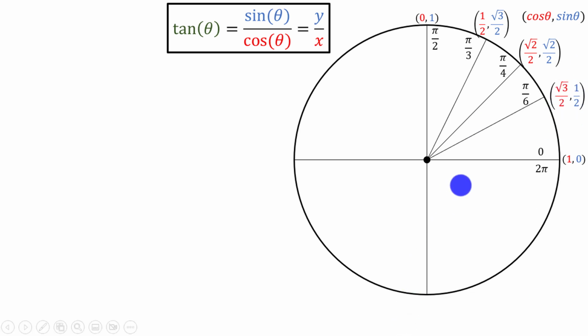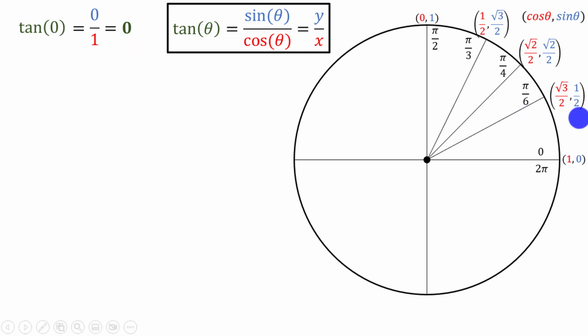Let's start with tangent of 0 radians. At 0 radians, the y-coordinate is 0 and the x-coordinate is 1. And tangent is sine over cosine, or y over x. So tangent of 0 is going to be the y-coordinate of 0 divided by the x-coordinate of 1. 0 divided by 1 is equal to 0. So tangent of 0 is equal to 0.